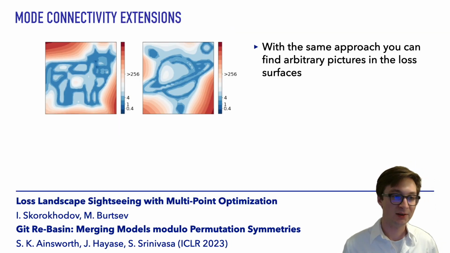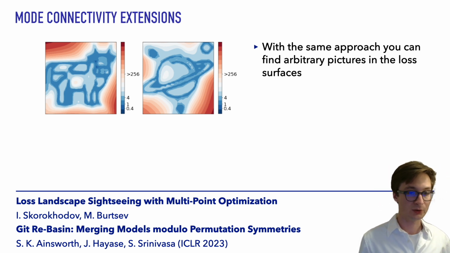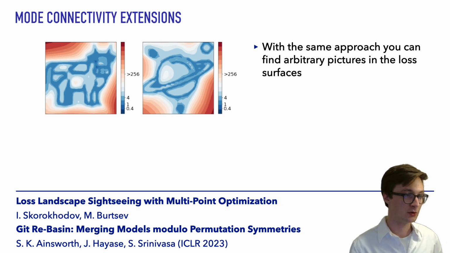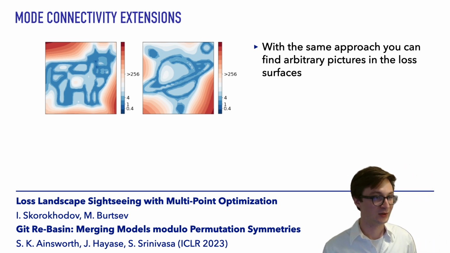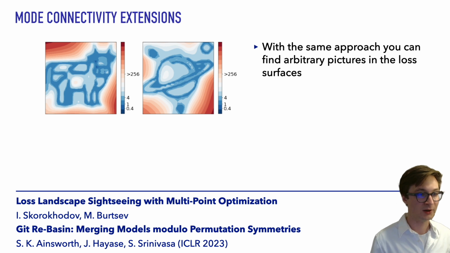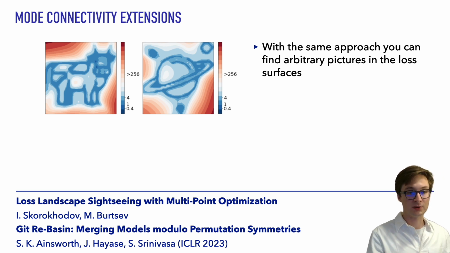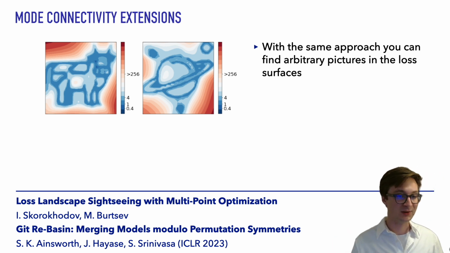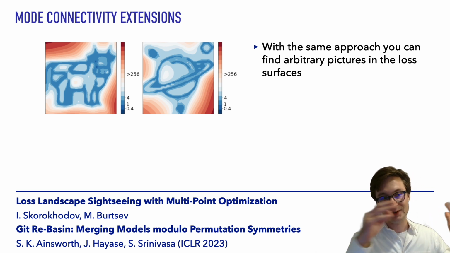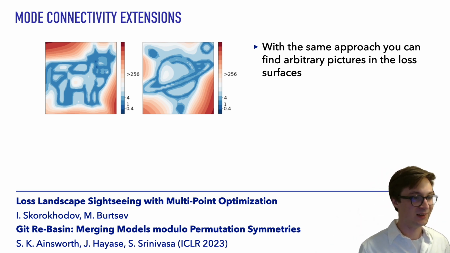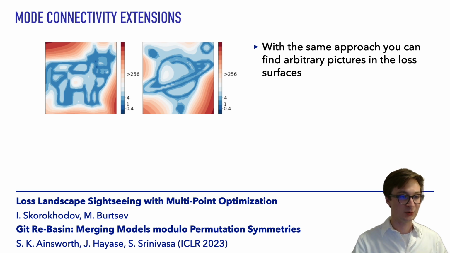And in fact, there was follow-up work that showed that you can find even arbitrary pictures within your loss surface. So you can start with a picture like a skull or a planet, and you can embed it within the loss surface. So for a given neural network, there is a region of the parameter space such that the posterior density there looks like a cow.